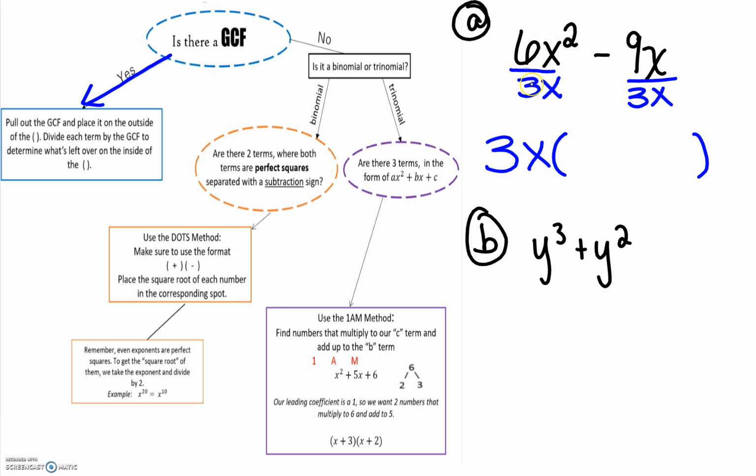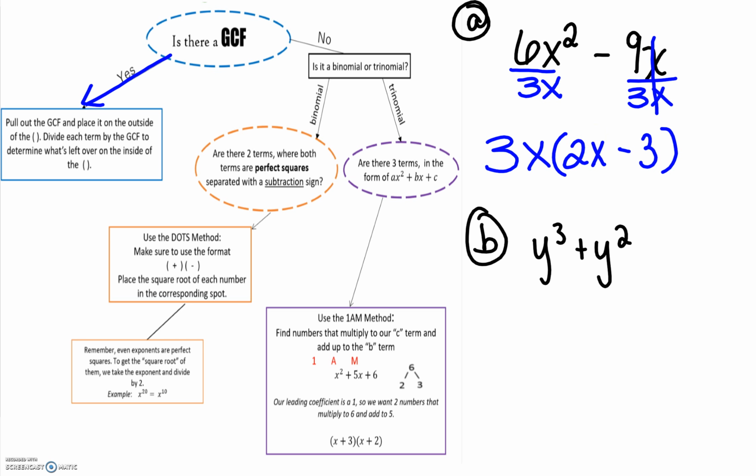So 6 divided by 3, we have 2. X squared divided by x, we have to subtract our exponents. We're left with an x. And then negative 9 divided by 3 is negative 3. And then x over x, anything divided by itself cancels out. So our answer is 3x times 2x minus 3.